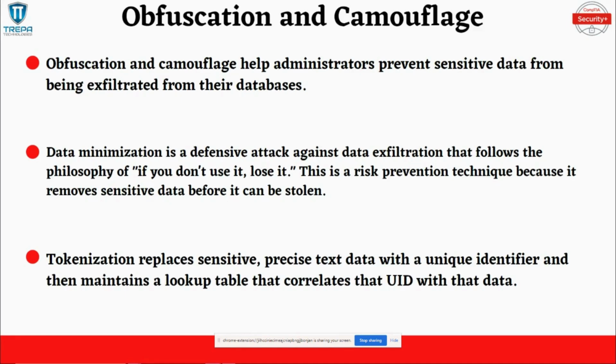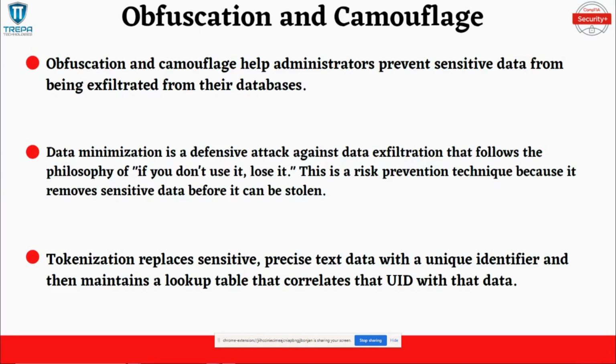And this is going to decrease your threat vector, right? And this is going to prevent unused data from being exfiltrated. And the next concept we have is tokenization. Tokenization is going to replace precise text data or data with a unique identifier. And then that unique identifier will then be sent instead of that clear text data.